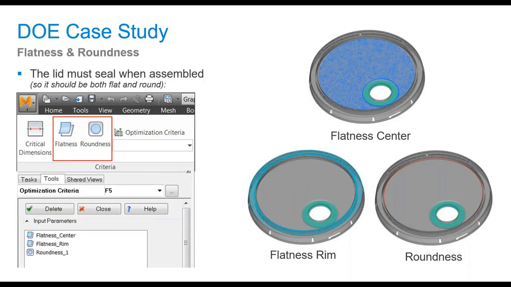Additionally, when assembled to the bucket, sealing is important. If you accidentally knock the bucket over, you don't want your paint to spill out unintentionally. So flatness becomes important, and we can very easily in Moldflow select various regions of the part to determine how these impact one another. Here we're looking at the flatness of the center of the lid versus the rim of the lid versus the roundness of the lid, highlighted in red here.